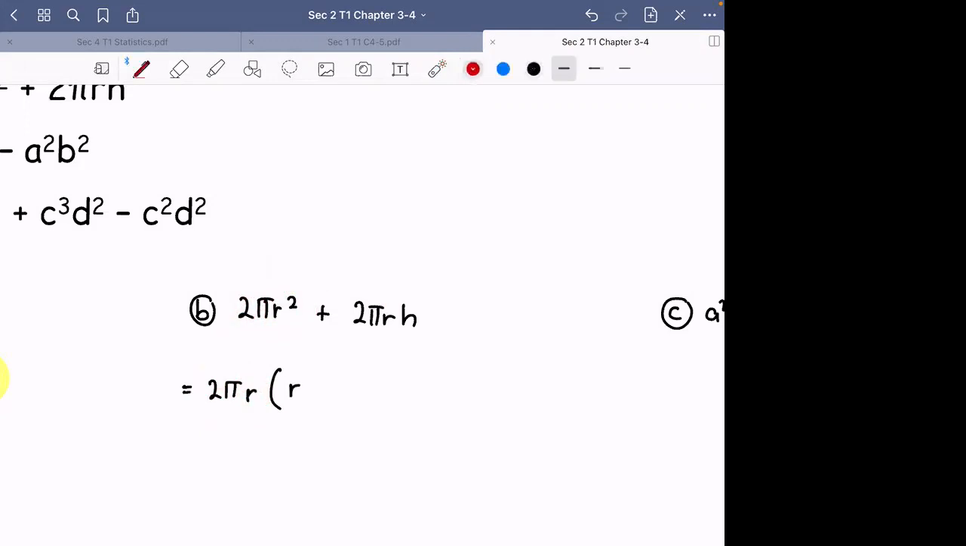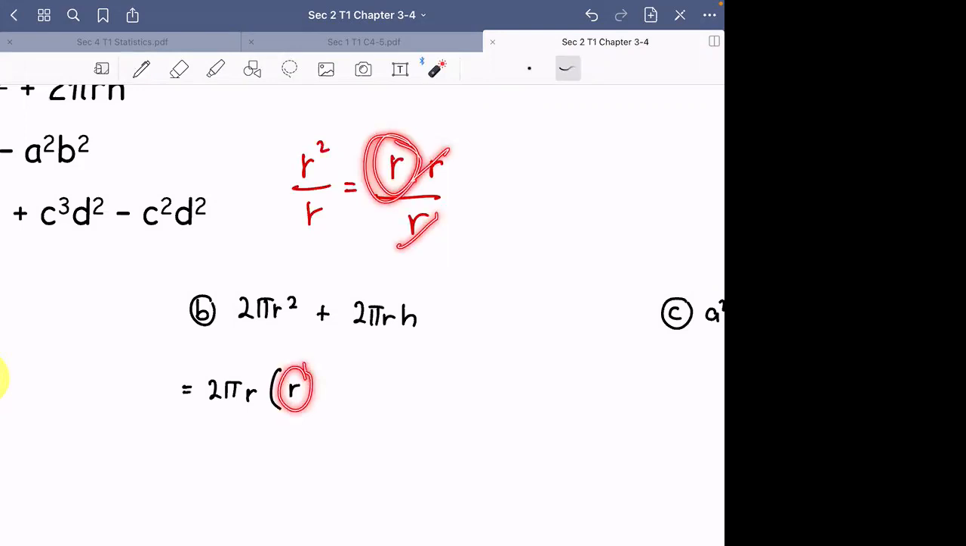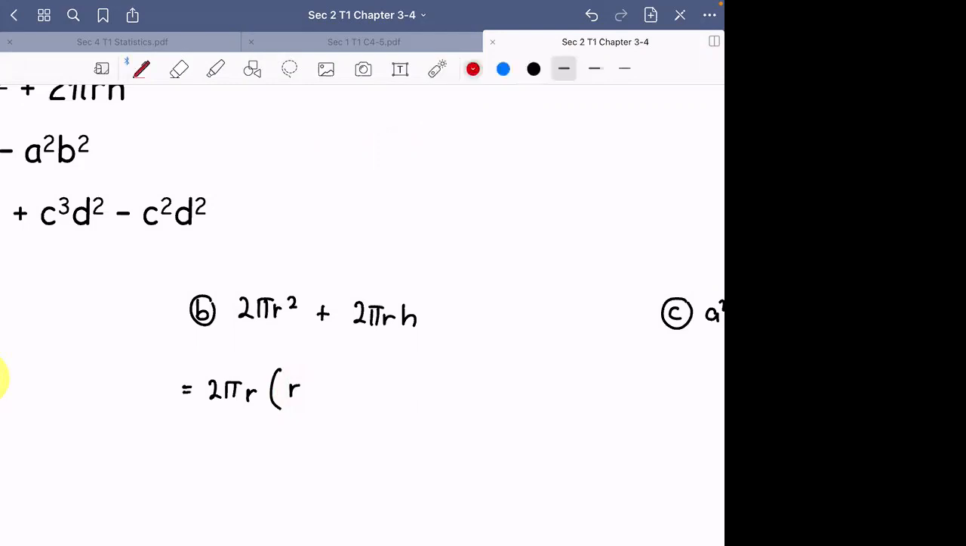The simplest explanation is this: r squared divided by r. You have two r's, r and r, divided by r, so one r cancels and you only have one r left. That's how we got r here. Now, what's next? Plus 2 pi rh divided by 2 pi r. So 2 pi r cancels, and what's left is h, just h. So this is your answer.